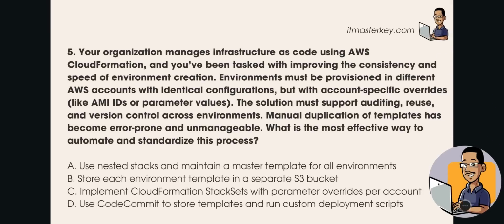Your organization manages infrastructure as code using AWS CloudFormation, and you've been tasked with improving the consistency and speed of environment creation. Environments must be provisioned in different AWS accounts with identical configurations, but with account-specific overrides like AMI IDs or parameter values. The solution must support auditing, reuse, and version control across environments. Manual duplication of templates has become error-prone and unmanageable. What is the most effective way to automate and standardize this process?